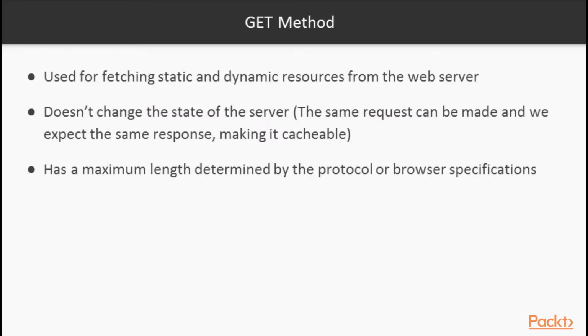The GET method is used for fetching static and dynamic resources from the web server. GET requests do not change the state of the server. The same request made later should return the same response. This makes GET request calls cacheable. GET requests also have a maximum length that's determined by the web browser's implementation of the protocol specification.